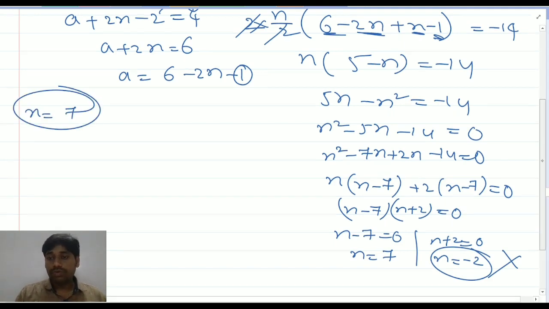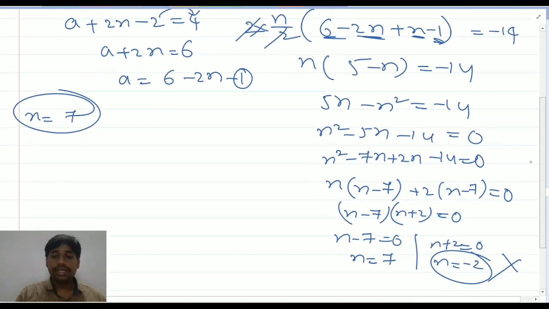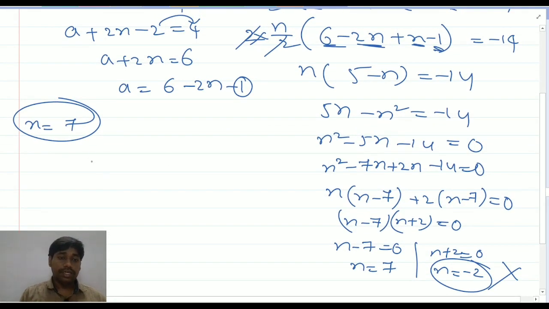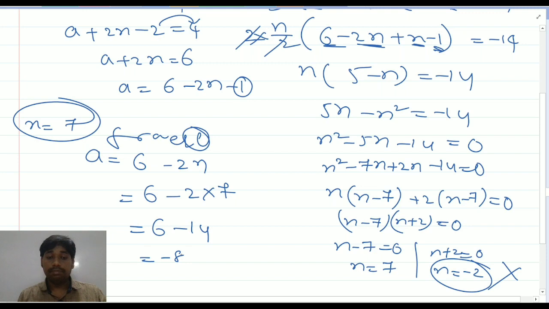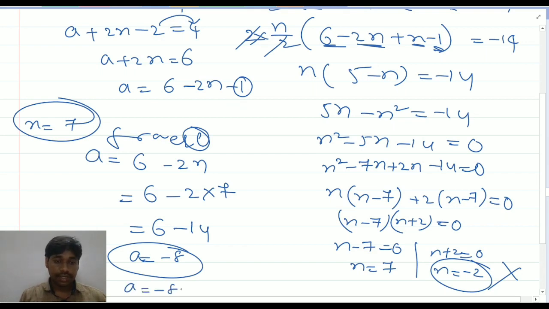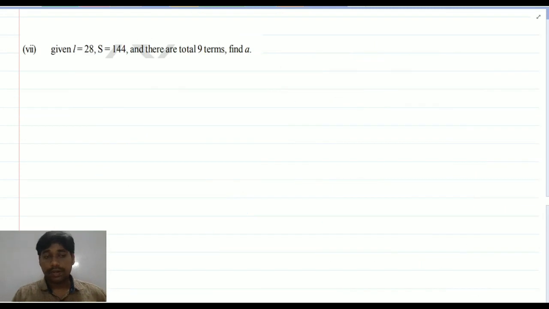So what do we have to find here? We have to find a. If you want to find a, then from equation 1, a is equal to 6 minus 2n. 6 minus 2 into 7. 6 minus 14. So we will get simply minus 8. Okay. So the answer is a is equal to minus 8, n is equal to 7. Yeah, my dear students, I hope you understood this.